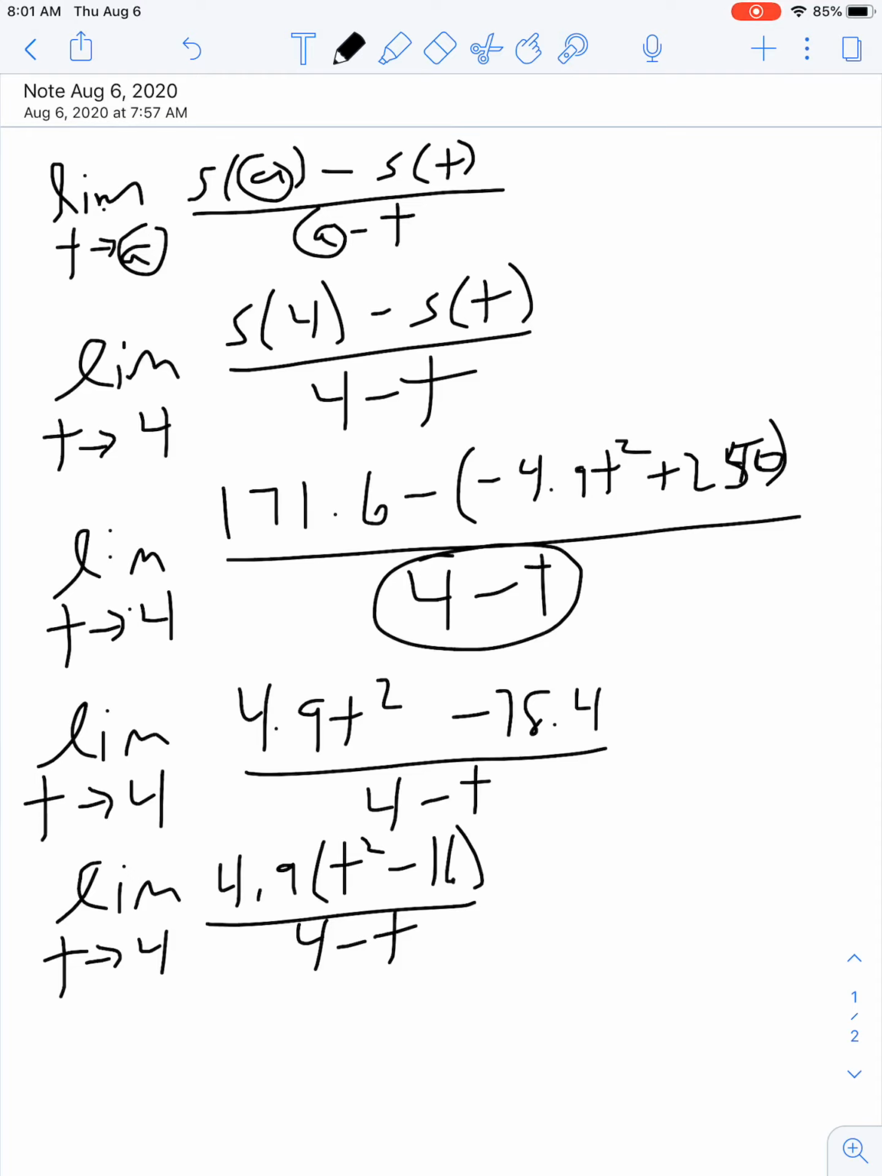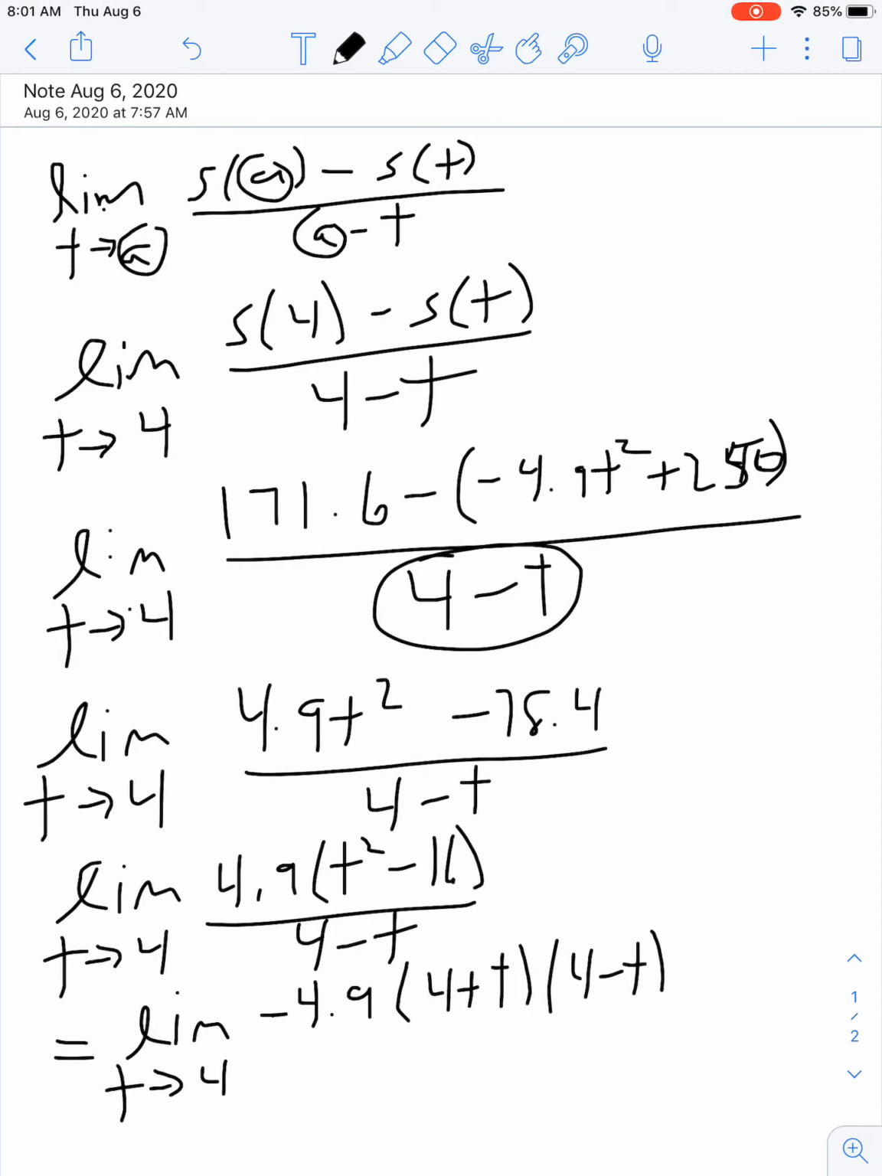You might want to take out a negative. This is kind of what I talked about in class the other day. If I took out a negative, then it'd be 16 minus t squared. So I took out a negative, and then it would be 4 plus t times 4 minus t. Then the 4 minus t's can cancel, and now I've eliminated the issue, so I can plug 4 in for t in the top. That would give us 8 times negative 4.9, so negative 39.2. And whatever the units are, I'm not sure on this problem, it is meters per second.